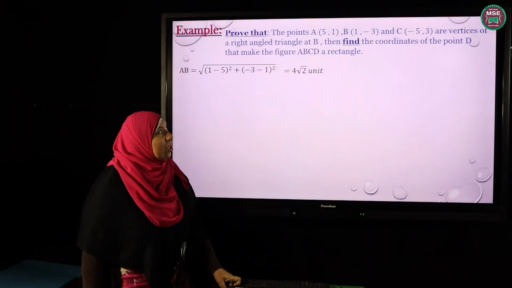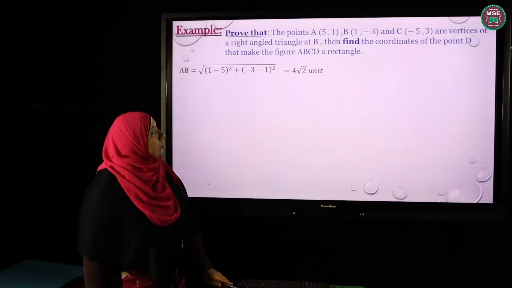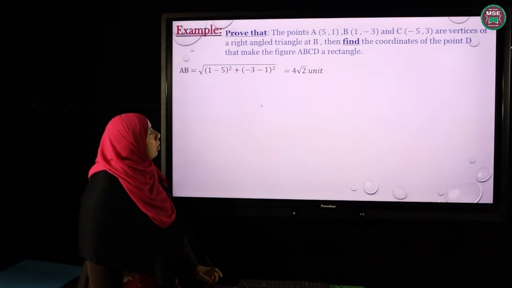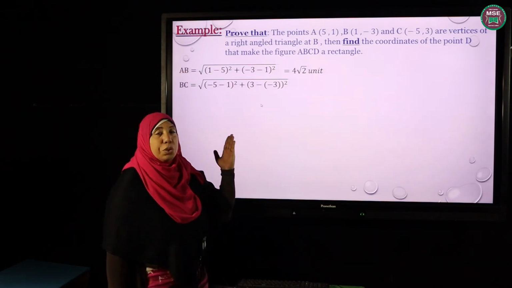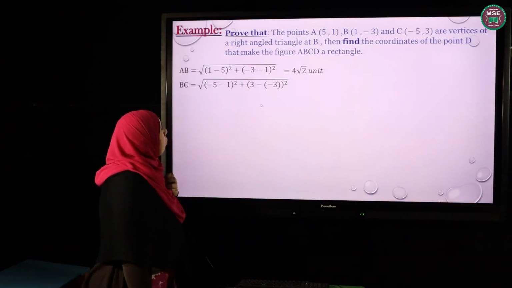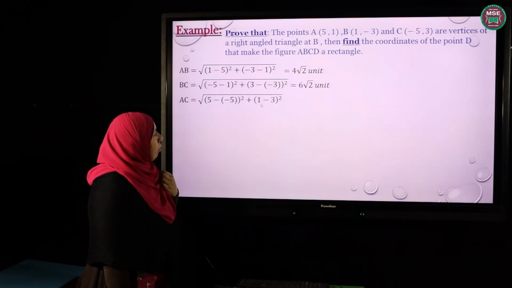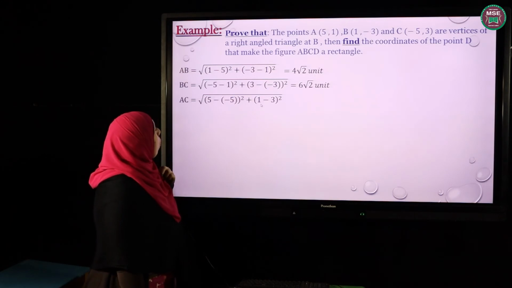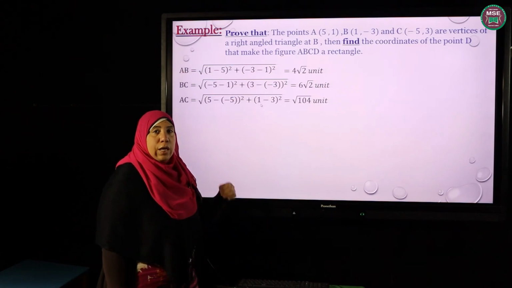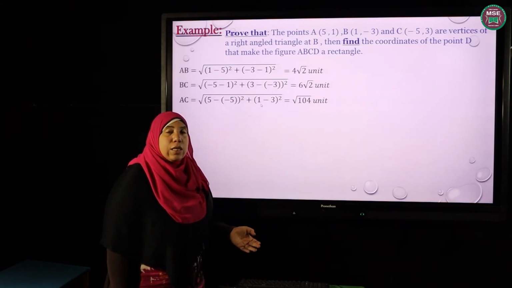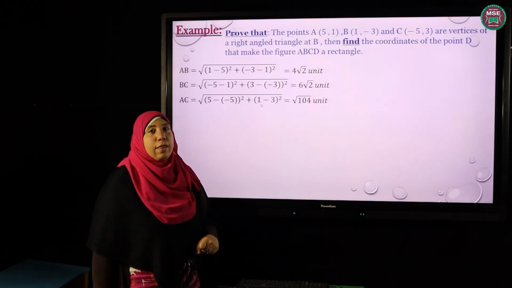Now I will find AB, the square root of (x1 minus x2) squared plus (y1 minus y2) squared, which equals 4 root 2. BC equals 6 square root 2. And AC equals square root 104. When you have found the three sides of the triangle, you can define its type according to side length.